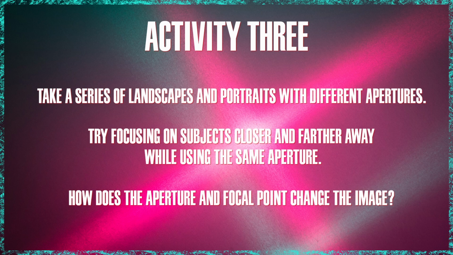So what I'm going to have you do with this final activity is I want you to, like the other two, take a series of photos with varying apertures. If you have a camera, you can set your camera to aperture priority mode, and it will adjust the other settings based off of what aperture you choose. I want you to try to focus on subjects that are closer and farther away, especially when you have that shallower depth of field, so you can get more of a sense of how having things out of focus works with the overall image.